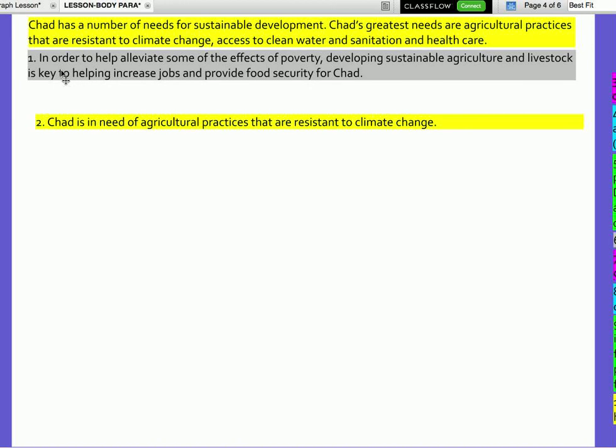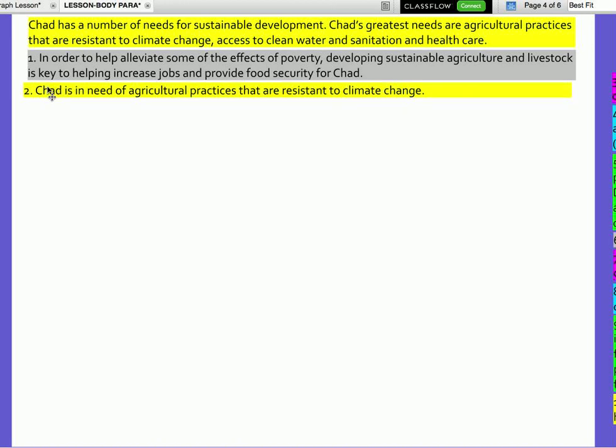In order to help alleviate some of the effects of poverty, developing sustainable agriculture and livestock is key to helping increase jobs and provide food security for Chad. So in this transition, I'm moving from my big idea to getting more specific into just agricultural practices. So an easy way to do this is to maybe just think about, what is this impact? How might I just start talking about that impact? I'm going to have you pause right now.